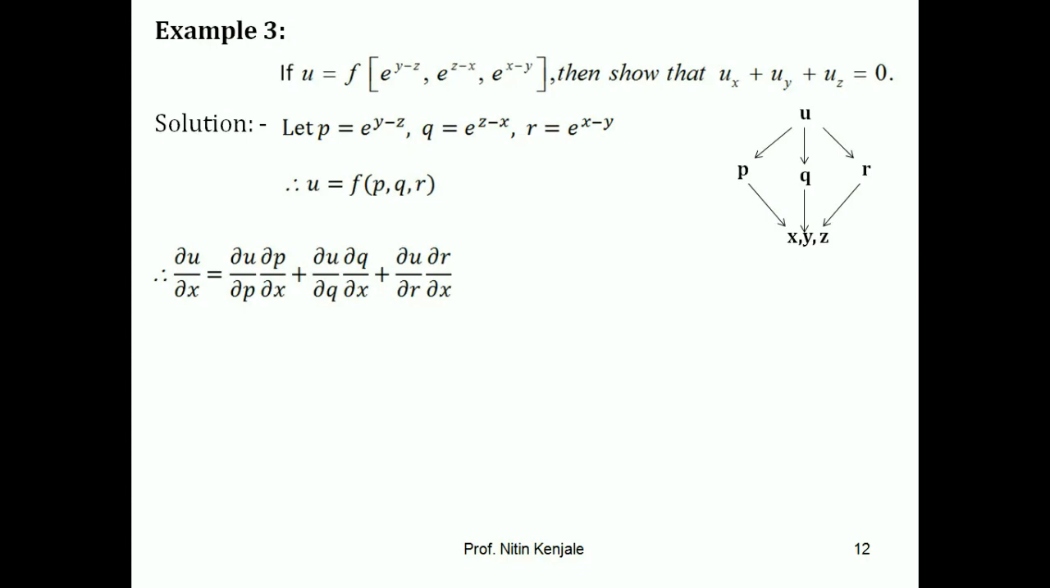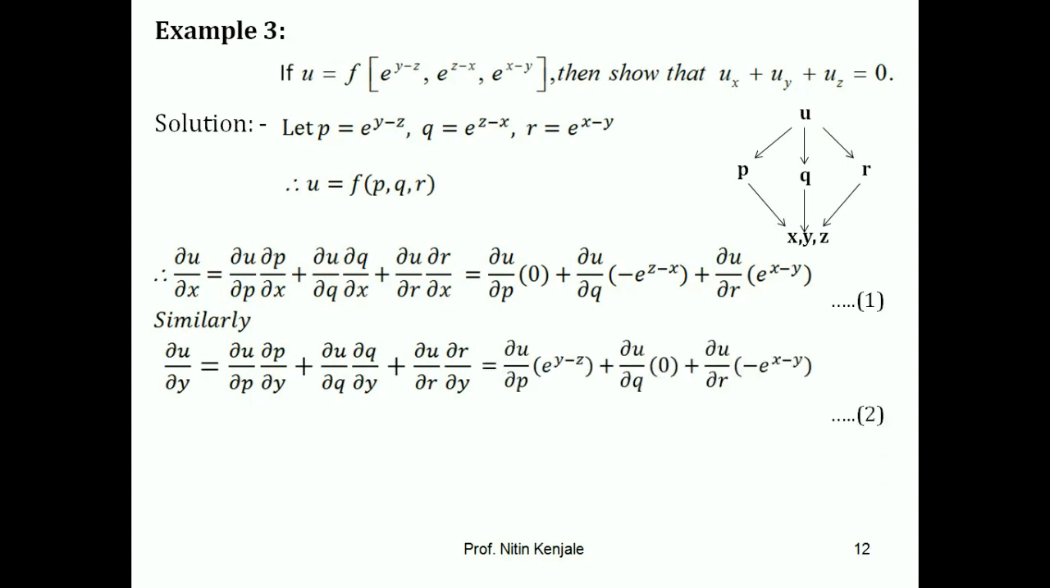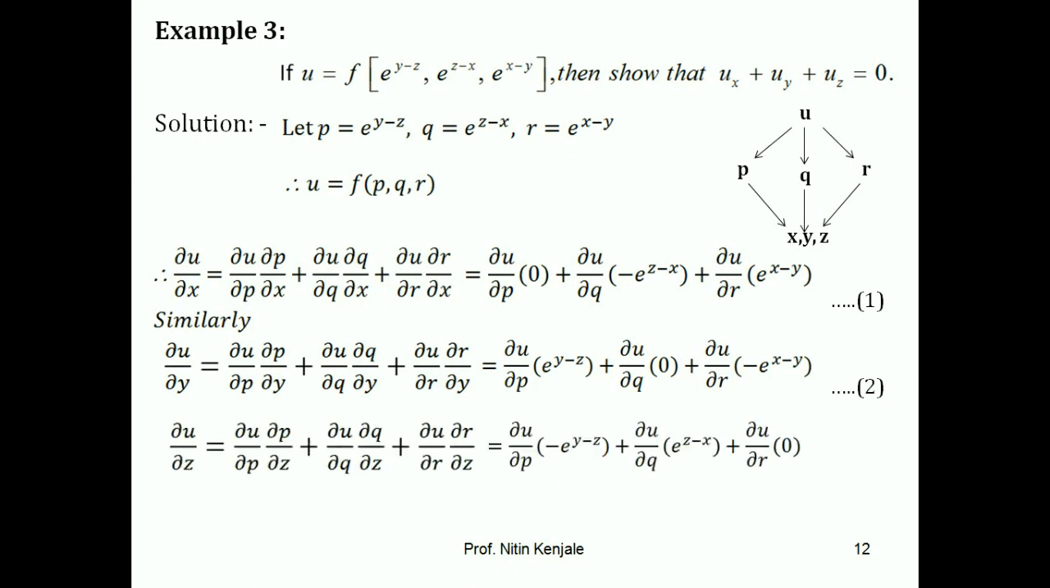Substituting values for ∂p by ∂x, ∂q by ∂x and ∂r by ∂x in this RHS part, we get this. We label this as equation number 1. On similar lines, one can find out what is ∂u by ∂y. We label this as equation number 2. Similarly, we find what is ∂u by ∂z. We label this as equation number 3.